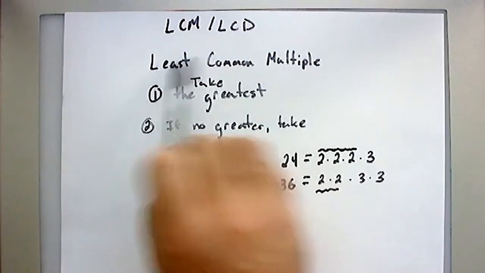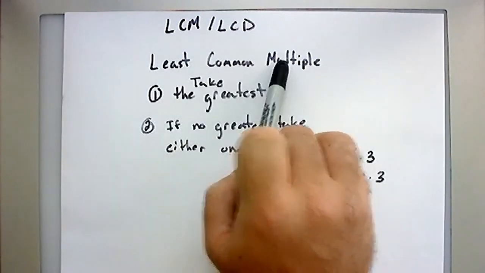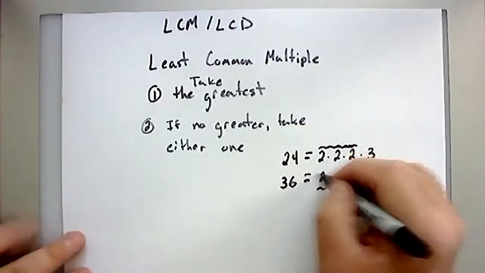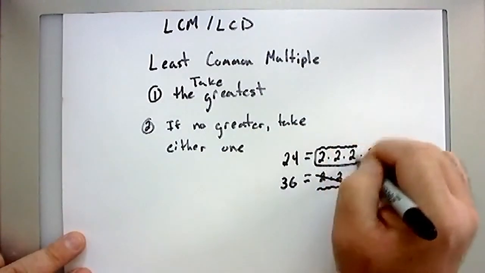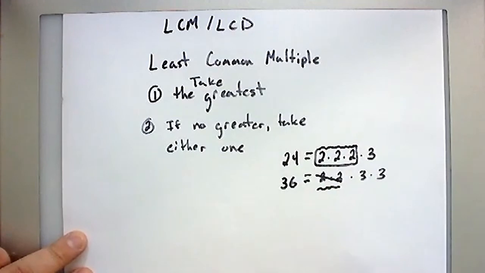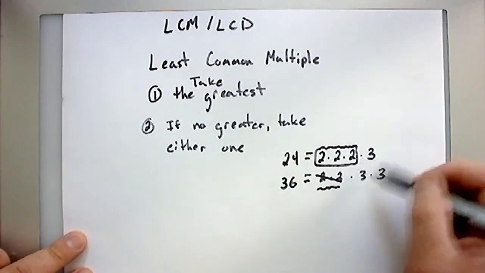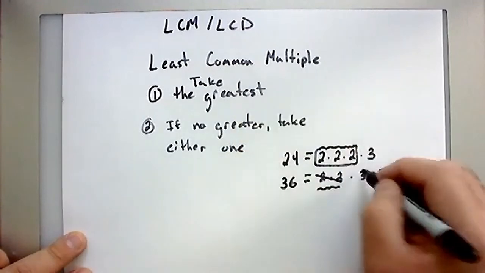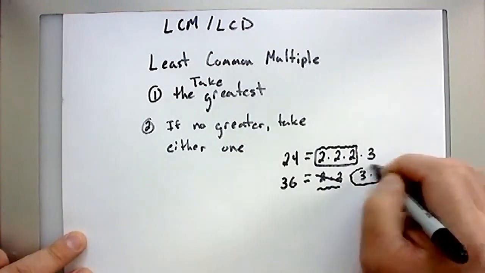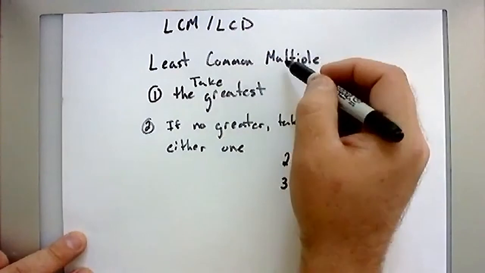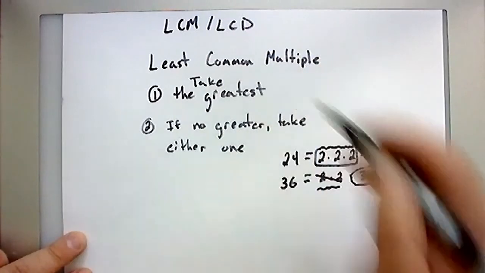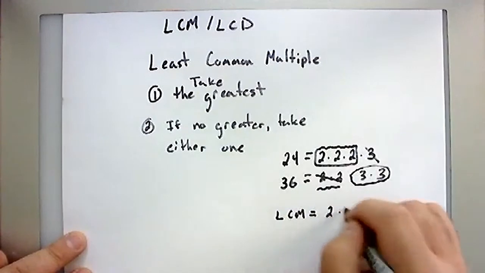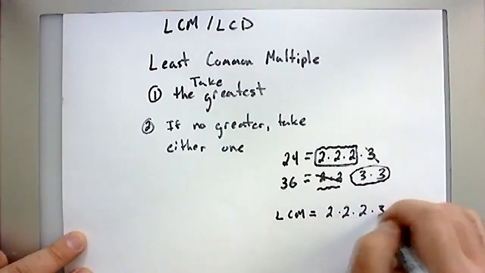Now we are doing the least common multiple, which really means that you want the greatest of the pairs. So instead of taking 2 2s, I'm going to take 3 2s. Similar with the 3s, I have 1 3 versus 2 3s, which is the greatest option, taking the 2 3s. Remember, least common multiple actually gets greater. So the LCM for 24 and 36 is 2 times 2 times 3 times 3.